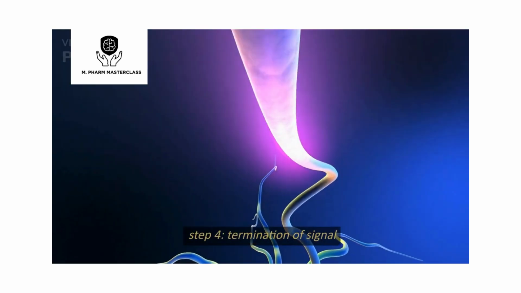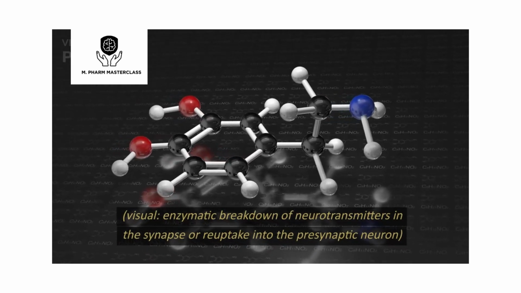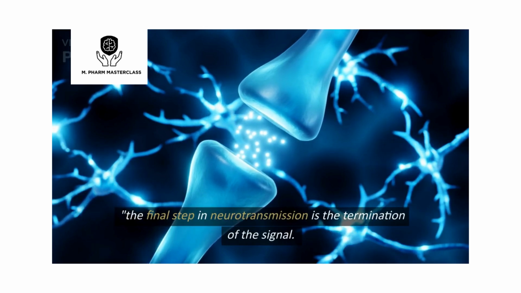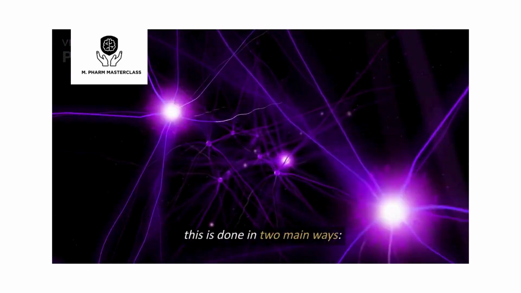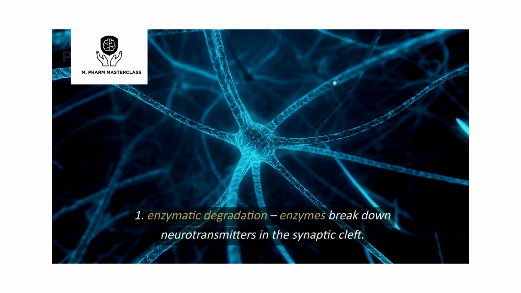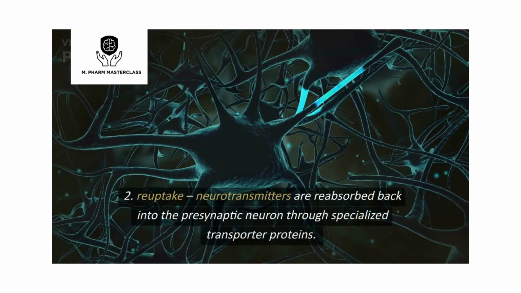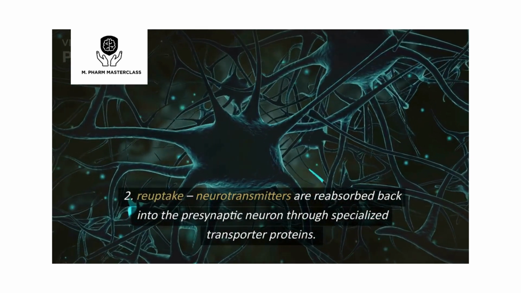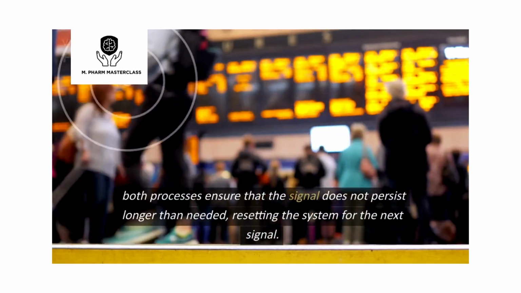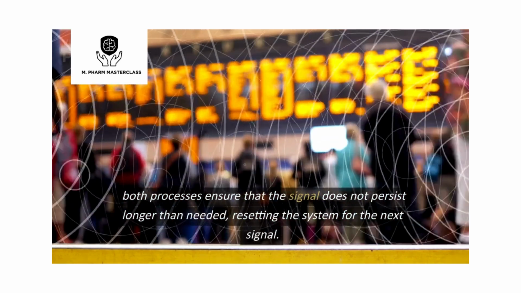Step 4. Termination of signal. Visual. Enzymatic breakdown of neurotransmitters in the synapse or reuptake into the presynaptic neuron. The final step in neurotransmission is the termination of the signal. This is done in two main ways. 1. Enzymatic degradation. Enzymes break down neurotransmitters in the synaptic cleft. 2. Reuptake. Neurotransmitters are reabsorbed back into the presynaptic neuron through specialized transporter proteins. Both processes ensure that the signal does not persist longer than needed, resetting the system for the next signal.